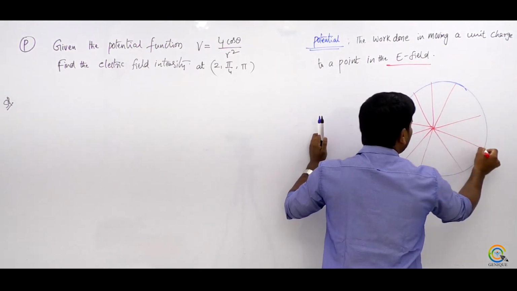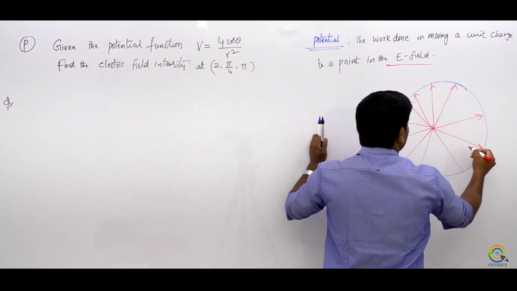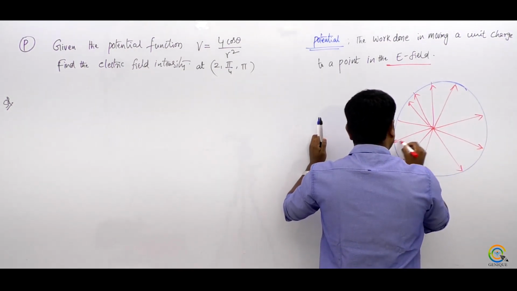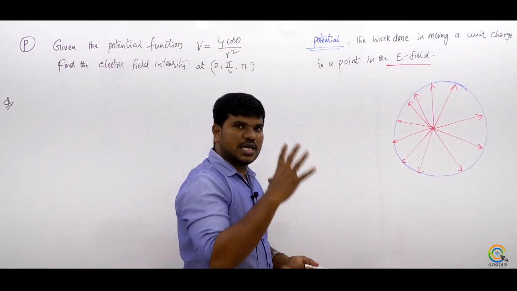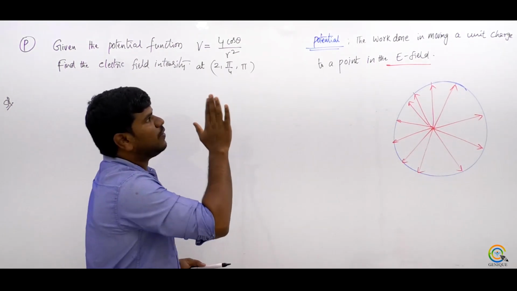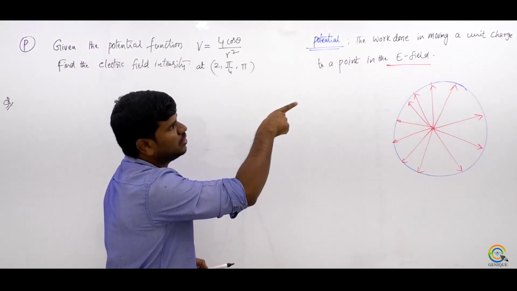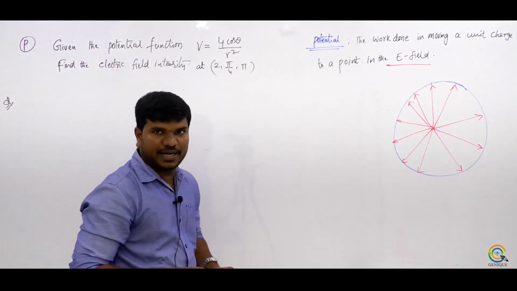Suppose I am taking the point charge. Okay, this is the electric field, right? So now in this electric field, what I have to do? The potential is nothing but the work done in moving a unit charge to a point in the field.